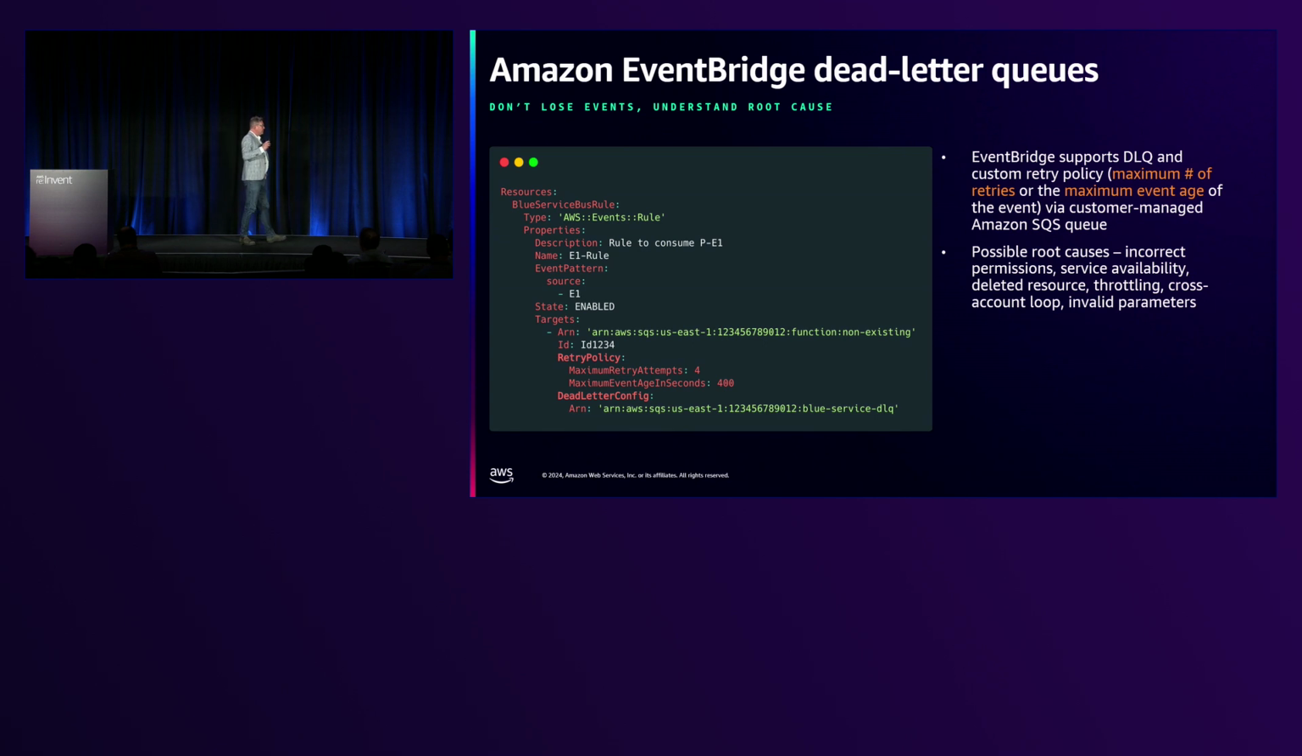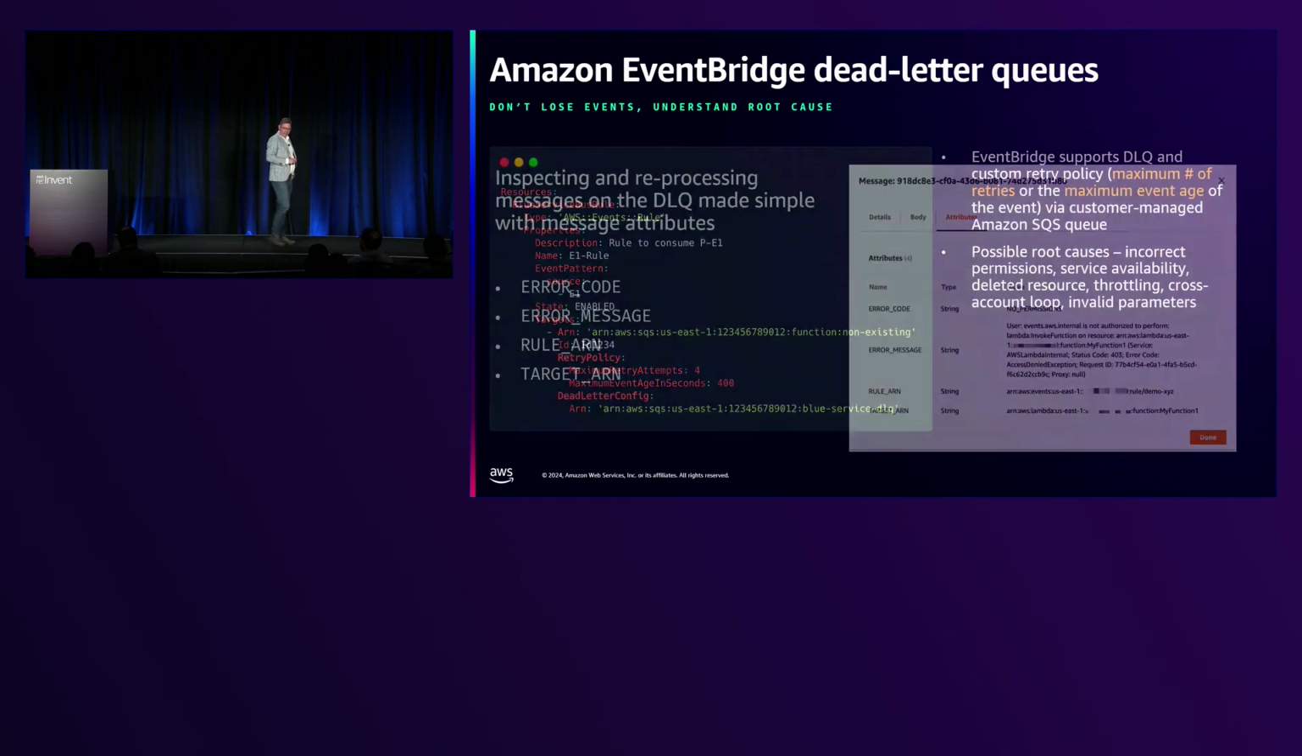A couple of years ago, we introduced the idea of having dead letter queues for target configurations. Now, by default, EventBridge will retry any potential failed deliveries for up to 24 hours. You might not want to wait 24 hours. You may want to also have some control around how many retries are performed before you send that message onto a dead letter queue. So this is where having a policy defined, a retry policy with a dead letter queue configuration comes into play.